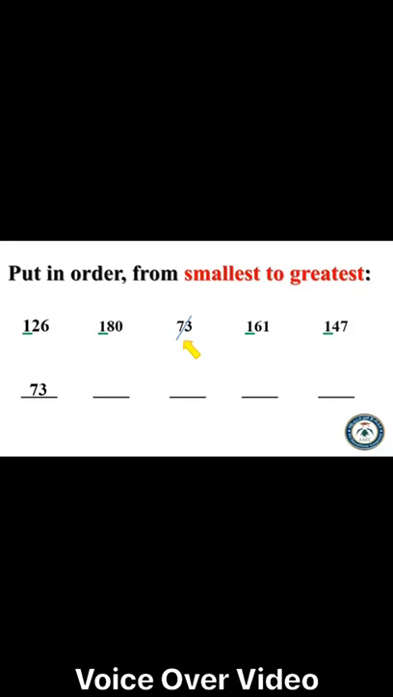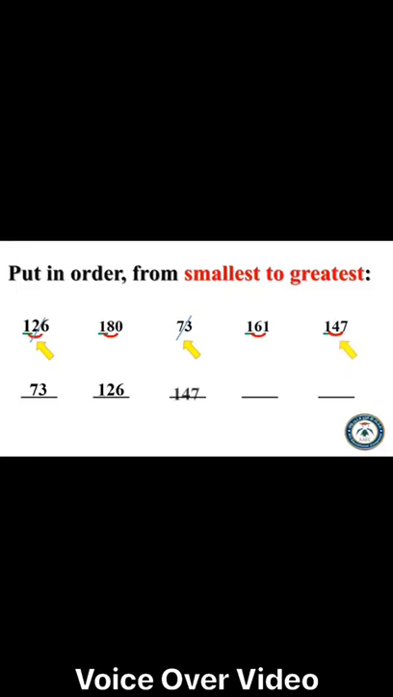Of course, I cannot know which one is the smallest, so I look at the second digit. Here it's 2, here it's 8, here it's 6, and here it's 4. Now you are going to tell me which number is the smallest. Of course, it's the 2, so I write 126 and I cross it out.